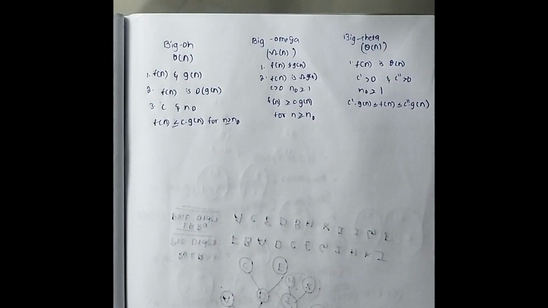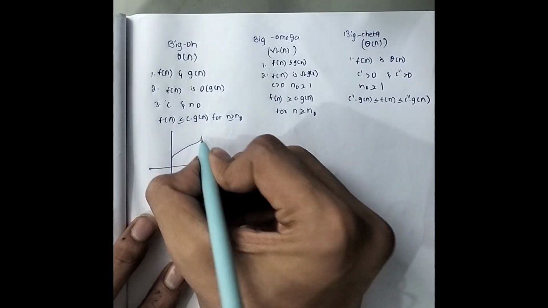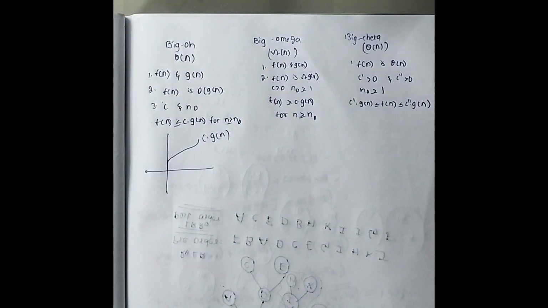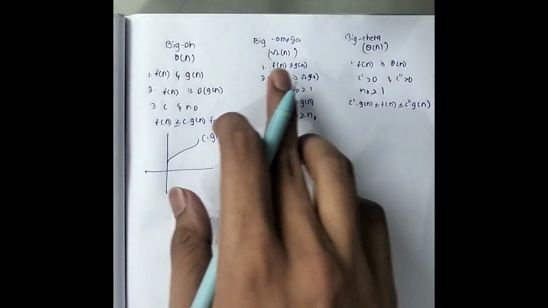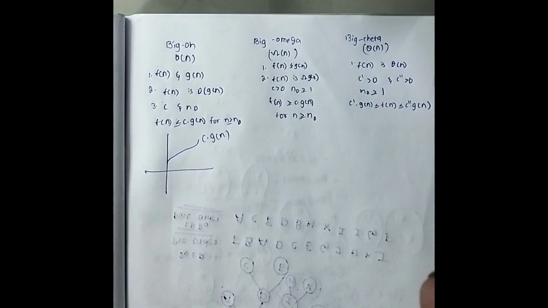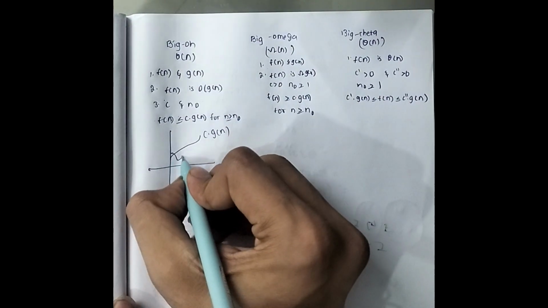For big O notation you have to remember this, and there is a graph which you can draw like this. So c into g of n will go like this. I am just explaining it normally. If questions occur from the topic of asymptotic notations, like big O, big omega and big theta, you just have to know the minimum knowledge to answer in the exam. So the graph will come like this.